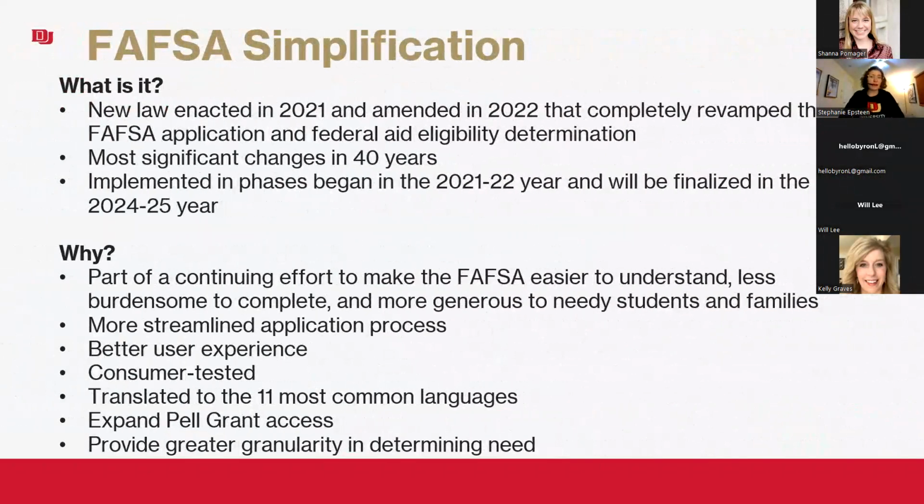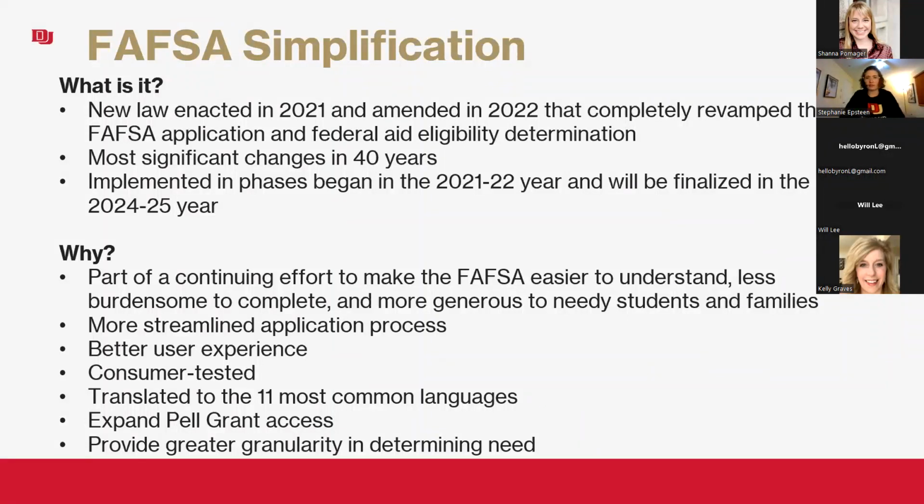All right, so this is FAFSA simplification. This is a new FAFSA starting in the 24-25 year. This came about because of a law enacted in 2021 and amended in 2022 that revamped the FAFSA process and federal aid eligibility determination. It is the most significant change in 40 years, but not to worry. That's why financial aid offices all over are here to help students and families with questions. Some phases of this have already been implemented, and it's actually being finalized in the 24-25 year.